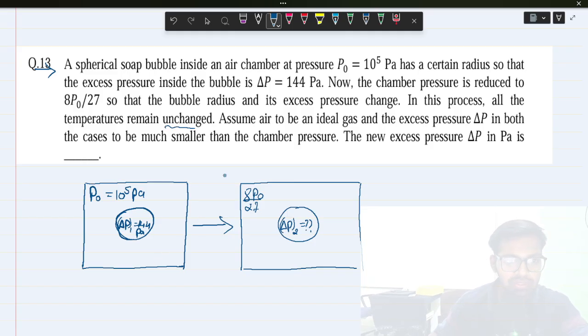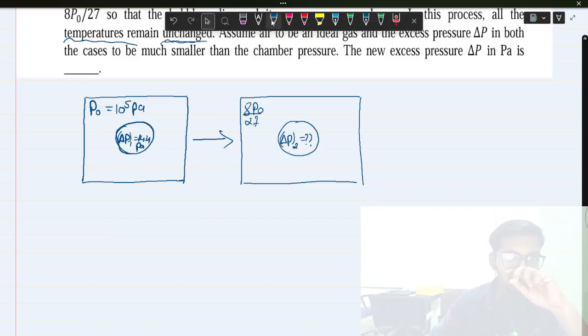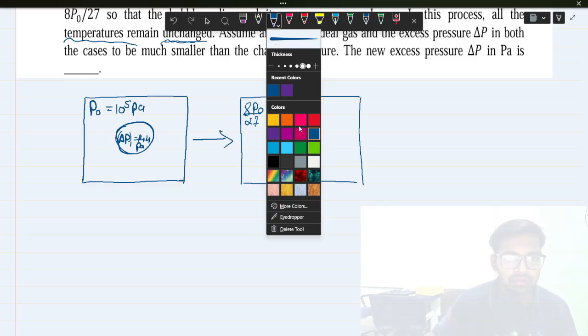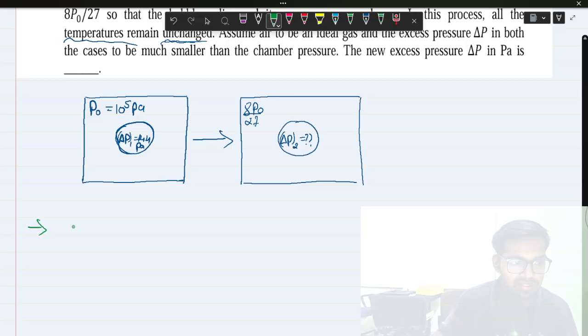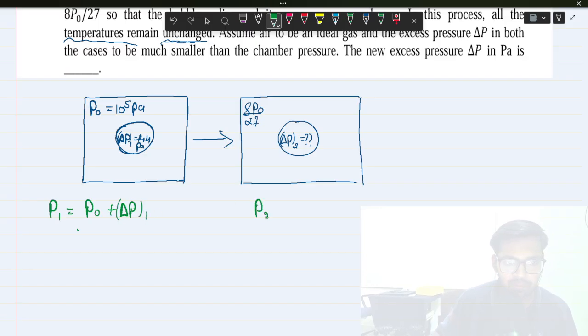Now we are going to approach this question, and one thing is that the temperature remains unchanged. This means the process is an isothermal process. For this, temperature is constant, so we can take pressure into volume as a constant. For the first chamber, the absolute pressure will be P1, that is P naught plus delta of P1. And for the second, the absolute pressure is 8 times P naught by 27 plus delta of P2.